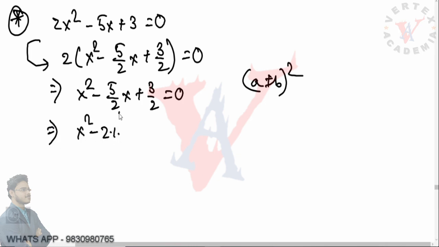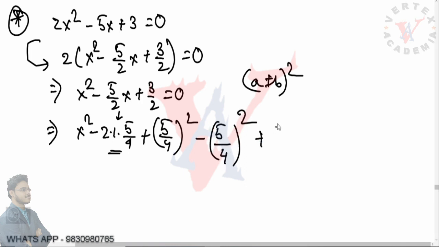Now to make this thing, so this is 5 by 2, so we have to write 5 by 4, then this 2 and 4 will get cancelled and this will be 5 by 2. Now this is the 2ab term. Now we have to add the b square, right? So this is plus 5 by 4 whole square. We have again to subtract that one, because otherwise the value of the equation will change. Now minus 5 by 4 whole square plus 3 by 2 equals 0.